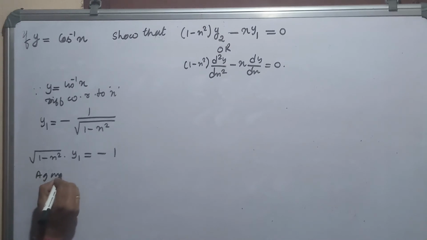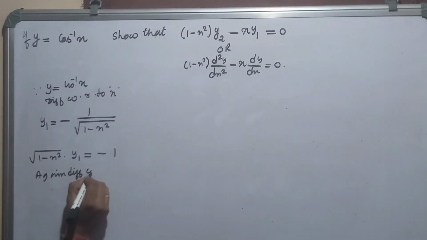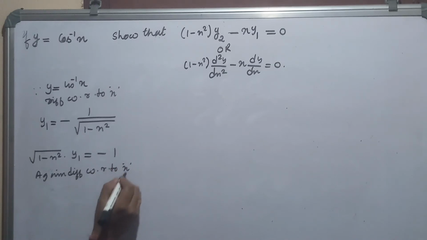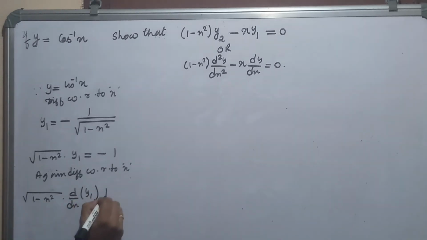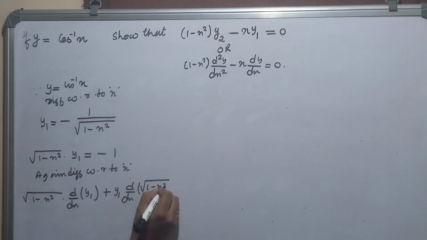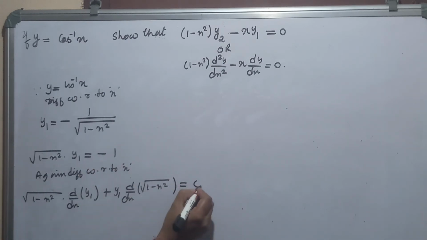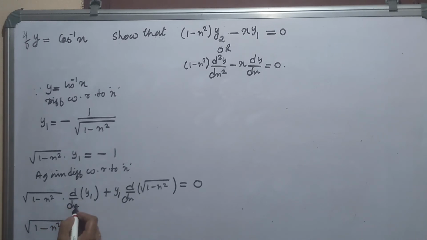Again differentiating with respect to x. Now use the u into v formula. u d/dx of v plus v d/dx of u, under root 1 minus x square, and the derivative of minus 1 is 0. Now it is (1 minus x square) into d/dx of y1. That means d/dx of dy by dx is d2y by dx square. Instead of writing d2y by dx square, I'll use the derivative of y1 as y2. This one is the second order derivative.